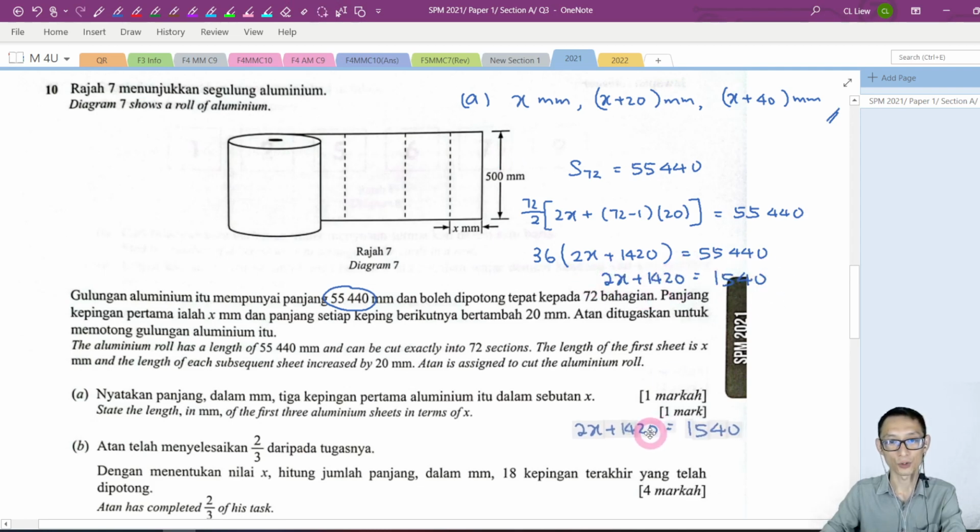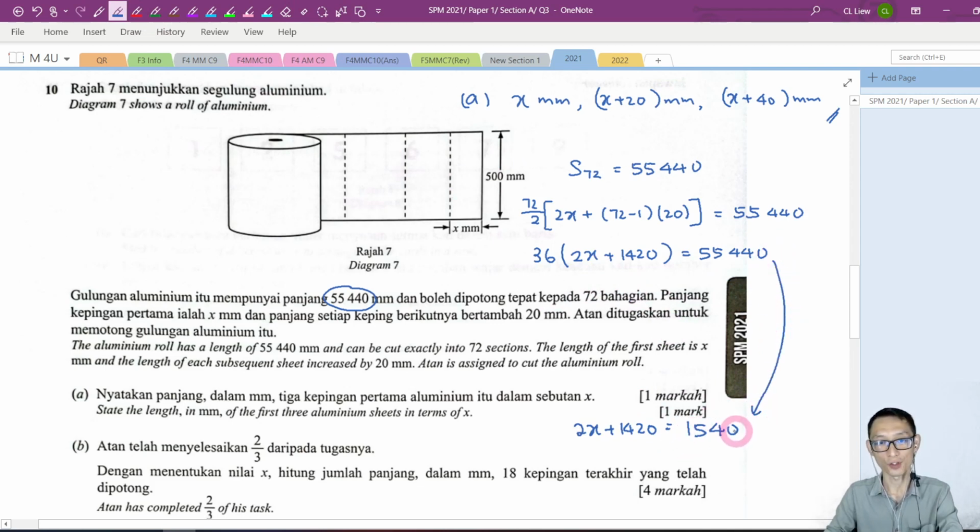Let me continue doing here. Okay, 1540. So 1540 minus 1420 is equal to 2x. You get 120. And from here, we know x is equal to 120 divided by 2, which is 60. Okay, x is equal to 60.